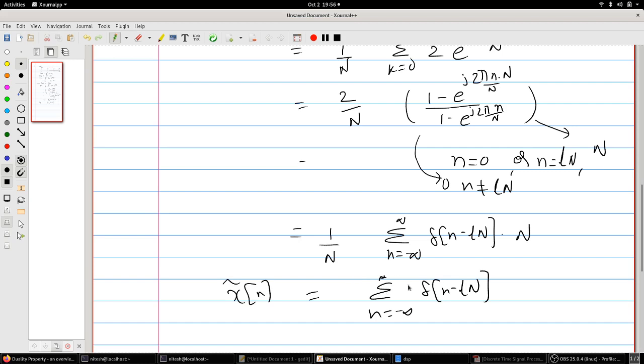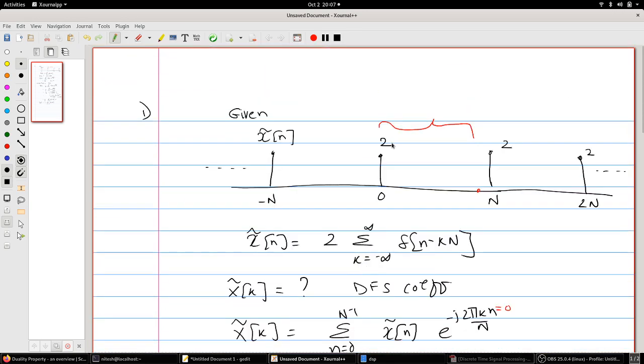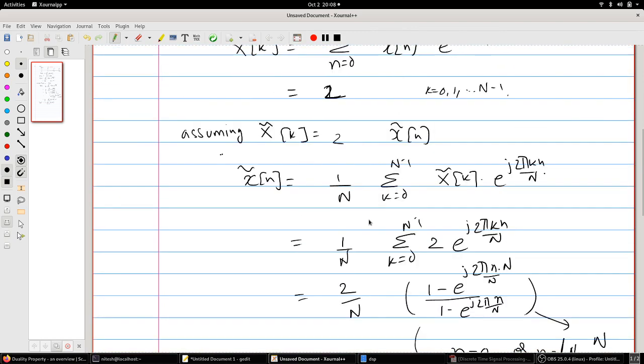For one period this exists only at n equal to 0. For other periods it exists at multiples of lN, where l is an integer. One thing I forgot is to add the amplitude here, so this will actually be 2. Because I had started off with the amplitude of this impulse train being 2, that is what I forgot to add, the amplitude.